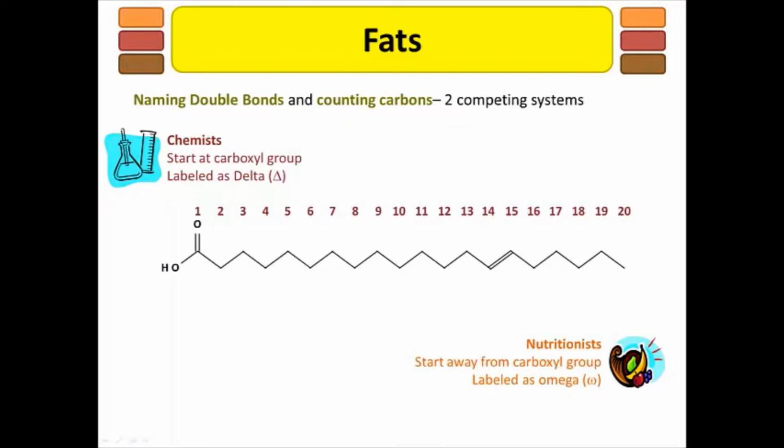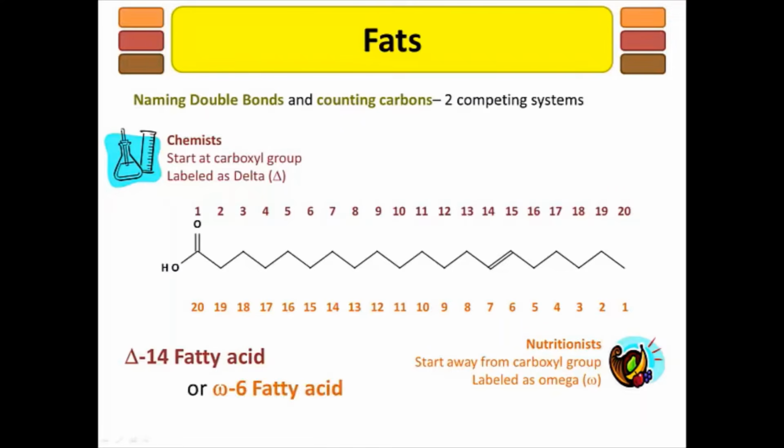Nutritionists prefer to start numbering the chain from the opposite end. They use the Greek symbol omega because it starts at the end of the chain. Omega is the last letter, or end letter, of the Greek alphabet. Though a double bond involves two carbons, only the lower carbon number is used in identifying it. As a result, this molecule would be known as delta 14 or an omega-6 fatty acid.